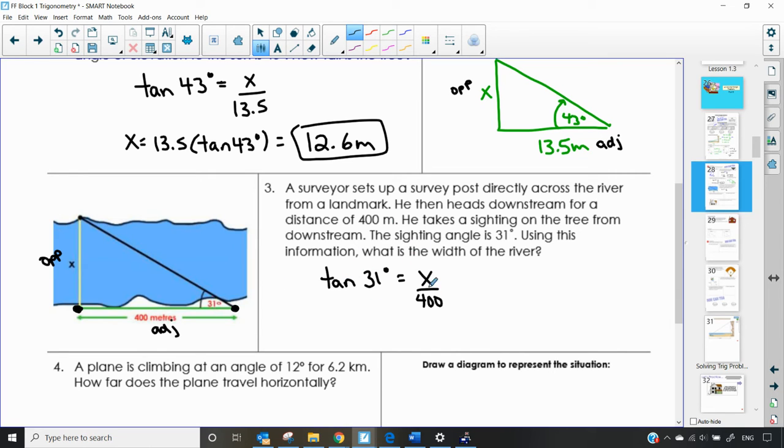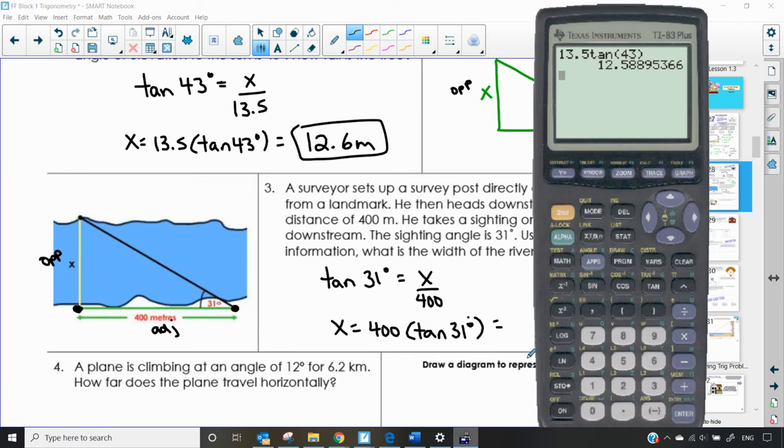So we've got tan 31 equals x over 400. So solving, we're going to have 400 times tan 31. So 400 times tan 31 would give us 240.3 meters.